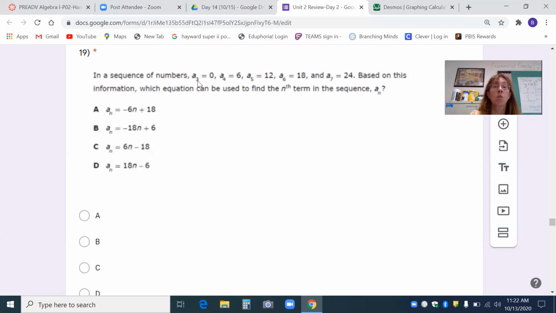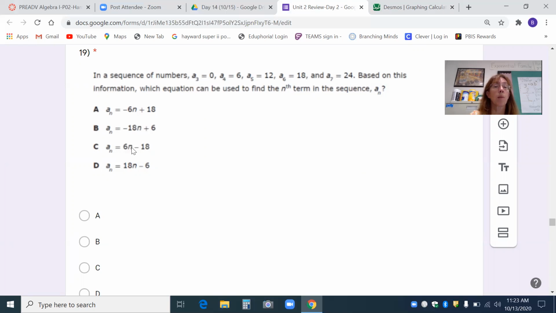If I start over again, when n is 3, negative 18 times 3, I get a big negative number. And when I add 6, I do not get my 0. So cross that one off the bat. It didn't even work for the first term. So you can take these one at a time and plug them in. So it's a plug and chug over and over if you want to work it this way.